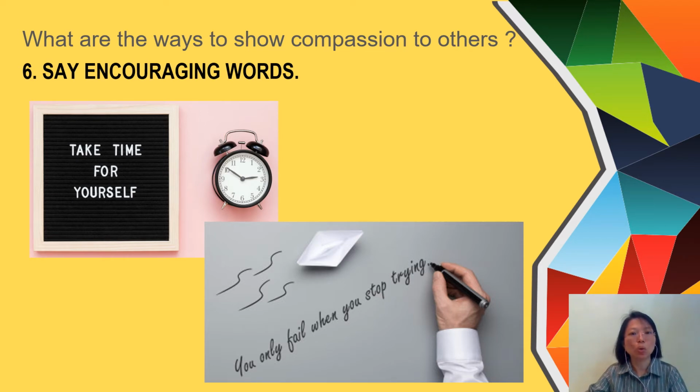Maybe you can also remind that person to keep on trying no matter how many times they fail, because like what the picture shows here, it says you only fail when you stop trying. So never stop trying until you really succeed and you are really successful in doing something. So these are some of the examples of how to say encouraging words to others to show compassion.